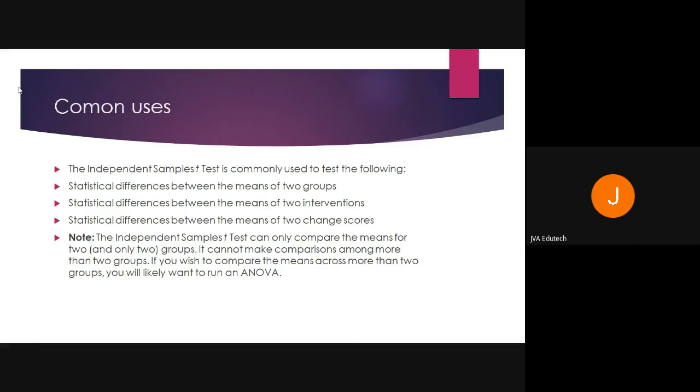Then, the statistical difference between the means of two interventions. Suppose you are conducting an experiment, and in the experiment you create a control group and an experimental group. To the control group, you give the normal treatment or intervention. To the experimental group, you give some extra treatment or intervention, and you want to calculate how these two groups are different.